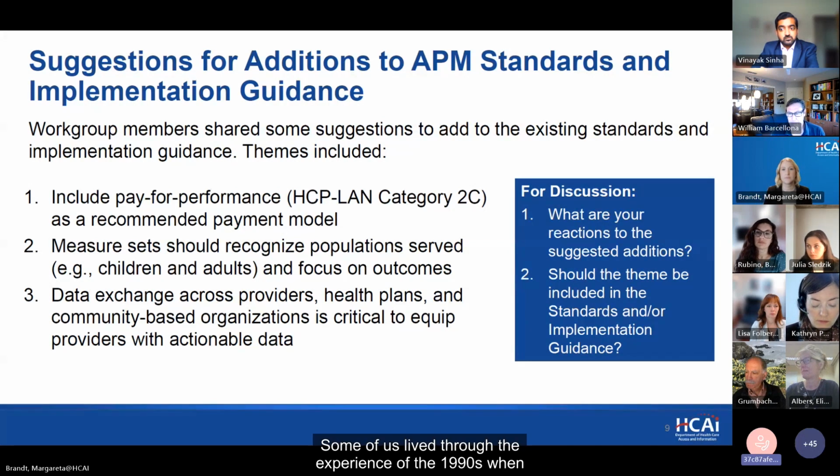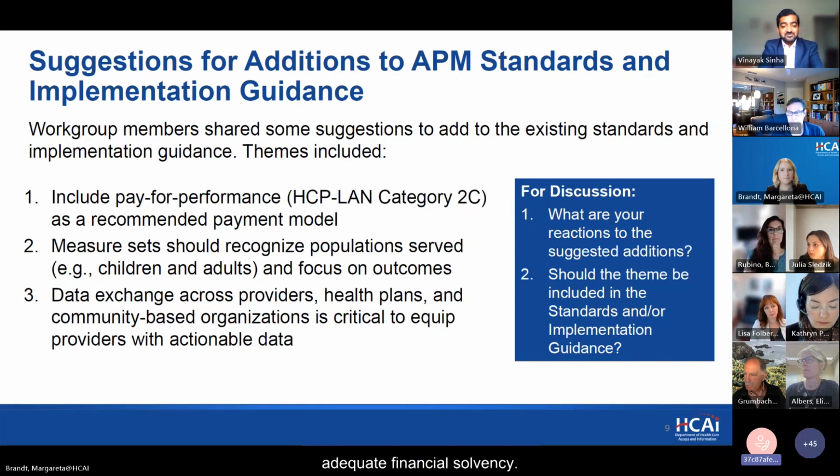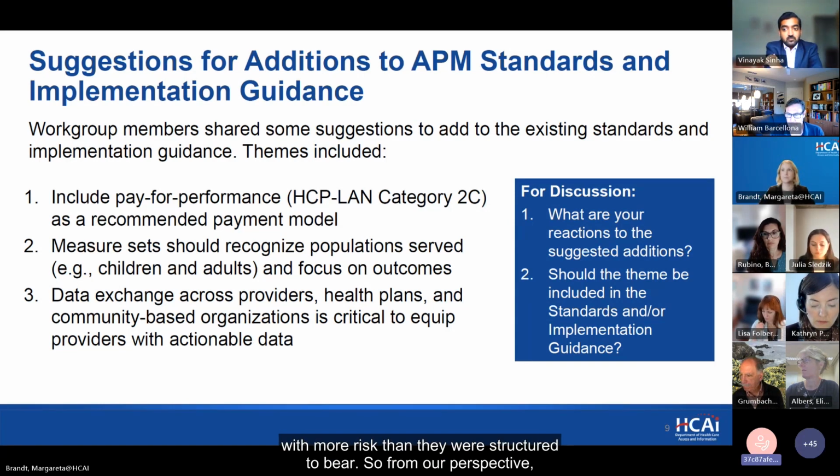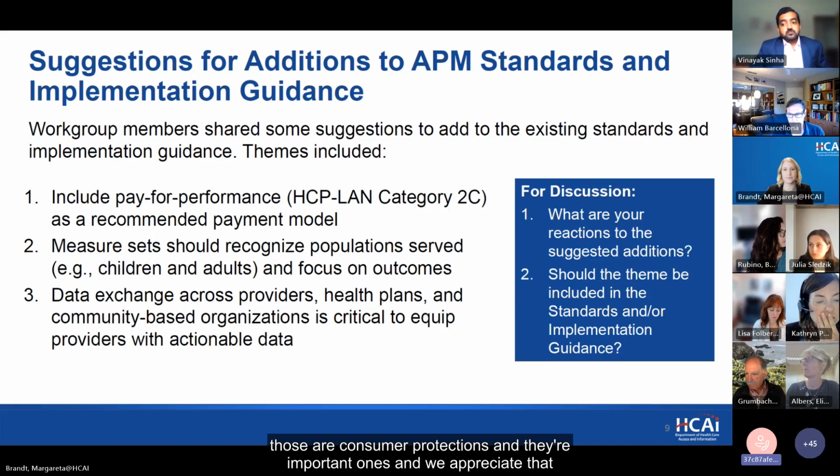Some of us lived through the experience of the 1990s when physician groups took risk without adequate regulation and without adequate financial solvency. And the result was bad for consumers as well as not very good for the physicians who found themselves with more risk than they were structured to bear. So from our perspective, those are consumer protections and they're important ones.